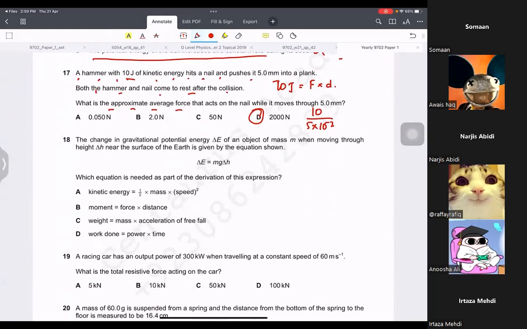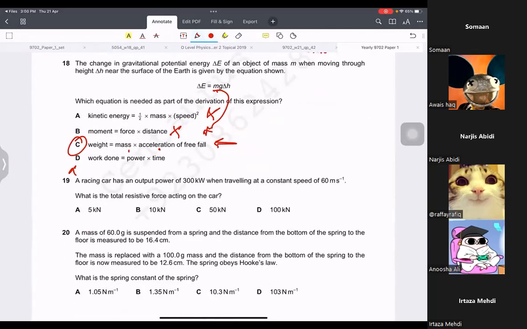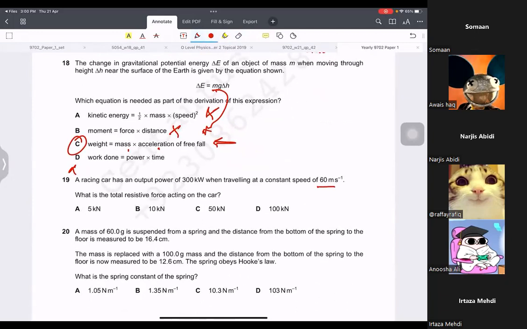Now, the change in gravitational potential energy of an object of mass m moving through a height. Okay, which equation is a part of the derivation? This can't be the one. This cannot be the one. Weight equals to this could be one. That makes sense to me. This doesn't. The reason is that it's written here, mg. So that's fine. Okay. The racing car has an output power of this when it's traveling at a speed of 60. What is the resistive force?